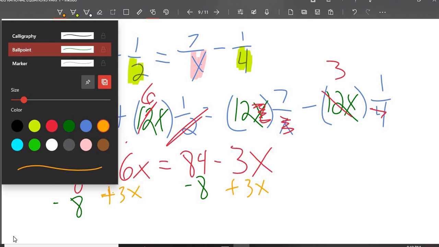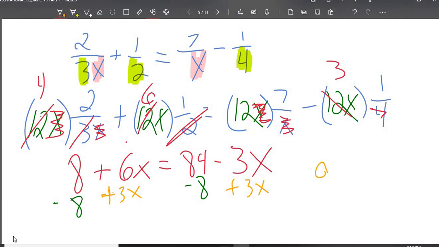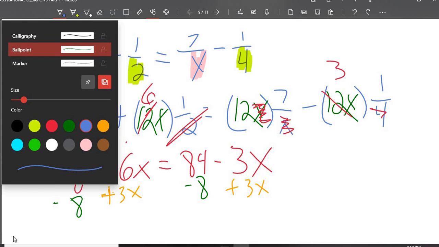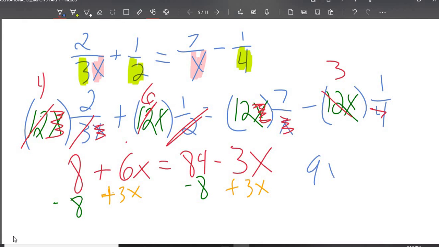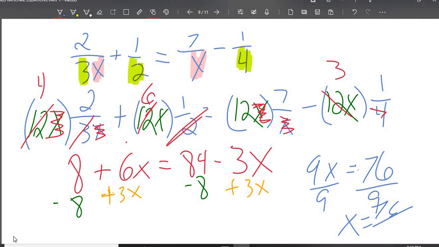So I'm going to end up with 9x on the left and 76 on the right. Divide by 9. So x turns out to be 76 ninths. No, let me fix that.